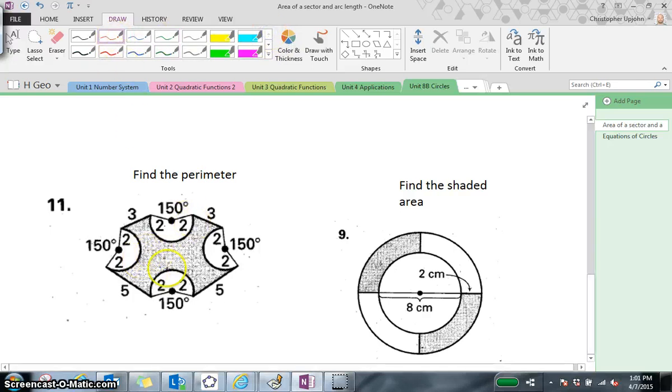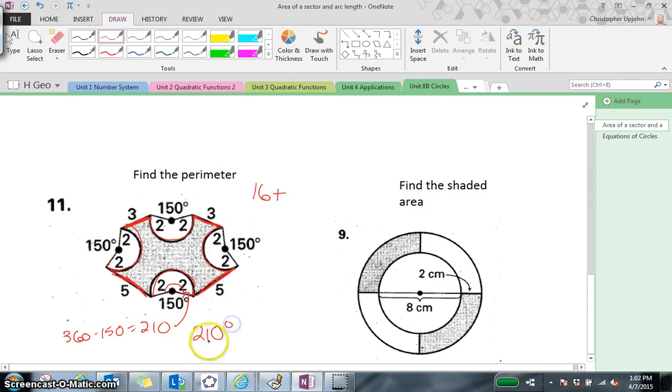Number 11 here, we want the perimeter. We already know this 3, this 3, this 5, and this 5. So 3 plus 3 plus 5 plus 5. We already know 16. We just got to find these parts. Now, we know they're all the same, so we just have to find one and multiply it by 4. But notice 150 is this outside angle. We want the inside angle. 360 minus 150 will give us 210. That'll be the inside angle.